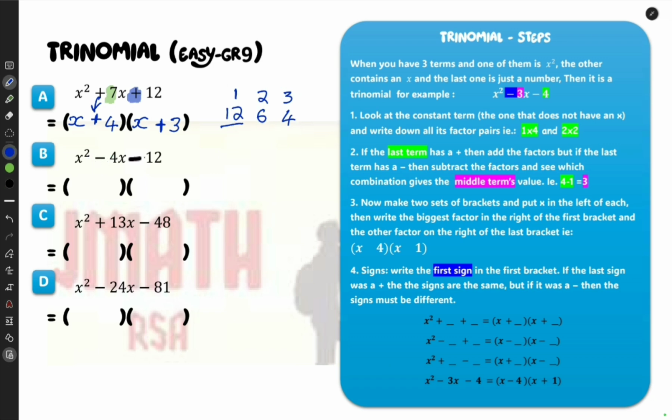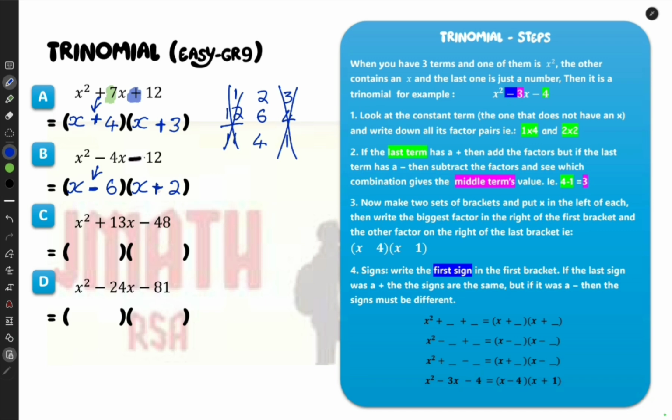Okay, question B. So I'm also going to start with the 12, and I already know all the factor pairs of 12. So now I'm going to see which factor pair would give me a 4 if I subtract them from each other. So this gives me an 11. It's not that one. This gives me a 1, so I know it's not that one. But this gives me a 4, because 6 minus 2 is equal to 4. So now to fill in the brackets, I know that's an x, and then the biggest one goes in the first bracket. So 6 goes there, 2 goes there. That sign goes down, and if it ends on a minus, then I know the signs need to be different. There we go, that's the trinomial.